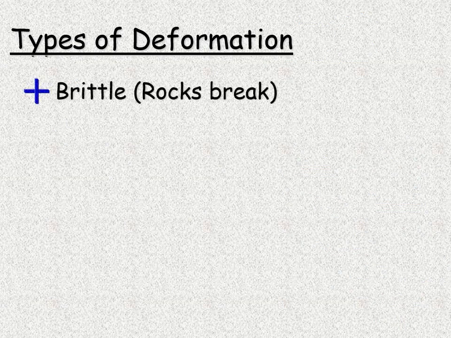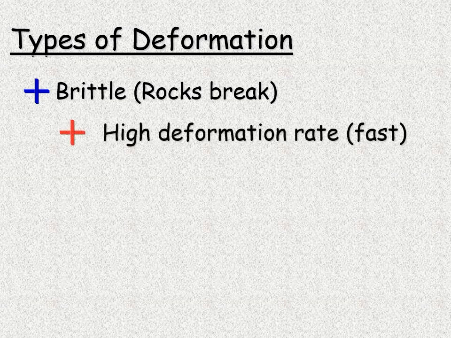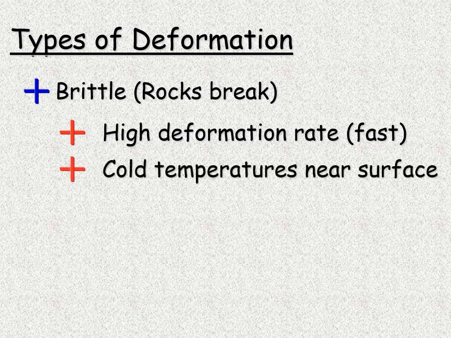And we also have different types of deformation. The first type of deformation is called brittle deformation, and in this type of deformation rocks break. It happens when the rocks are stressed really fast. We are talking about a few hundred years. And if the rocks are cold, which is the case near the surface of the earth, the rocks break.